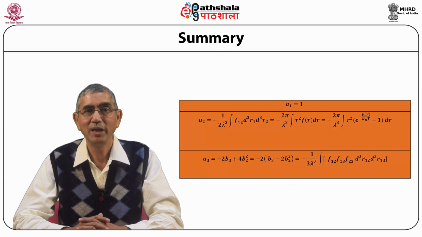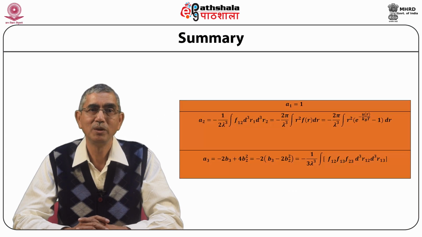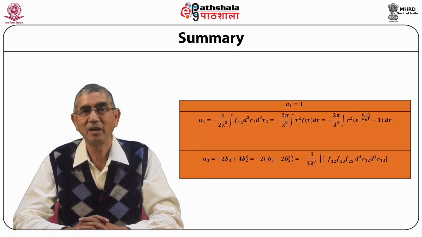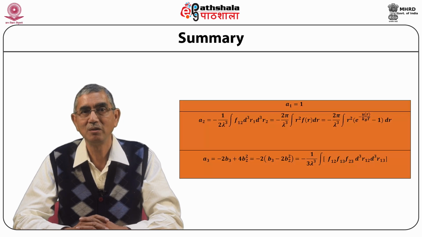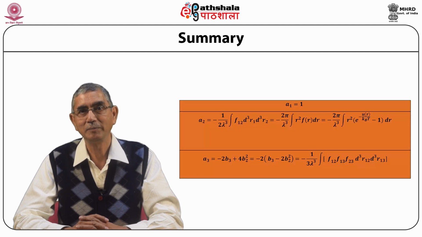is equal to 1, A2 is equal to minus 1 upon 2 lambda cube integral over f12 d³R1 d³R2, which can be written as minus 2 pi upon lambda cube integral over r square f(r) dr, which is equal to minus 2 pi by lambda cube integral over r square (e raised to power minus u(r) upon kBT minus 1) dr, and A3 is equal to minus 2 b3 plus 4 times b2 square, which is equal to minus 2 times (b3 minus 2 b2 square), which is equal to minus 1 upon 3 lambda cube integral of f12 f13 f23 multiplied by d³R12 d³R13.